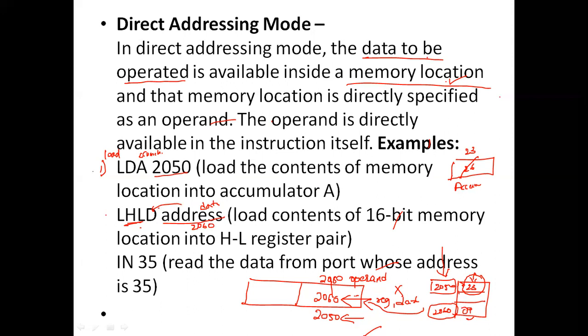So it will be treated as 09, and it will have 0 and 9. Here we are going to specify the address directly, and here IN 35. IN 35 means read the data from the port whose address is 35. So this is the port address. We have to read the data in this port, which is the 35th port. So directly we are going to give the address over here. That is the direct addressing mode.